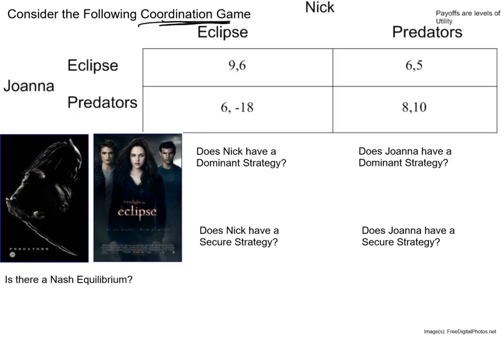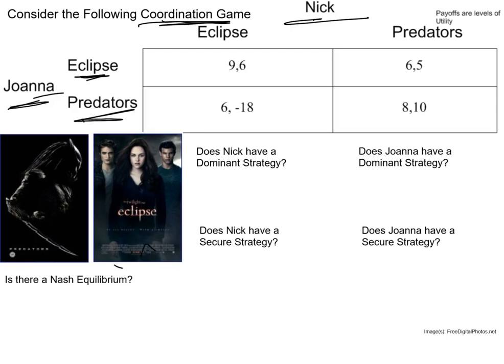So to give you a flavor for it, right? This isn't a business application, but it still gives you a flavor for it. I've got these two friends from grad school, Joanna and Nick, and they were dating. This is the story that I tell. It's a little bit of a fictional story. They're dating, they like each other, and they're trying to decide what to do on a Friday night. There are two movies that they can choose to see. Joanna can either go and see Eclipse or she can see Predators.